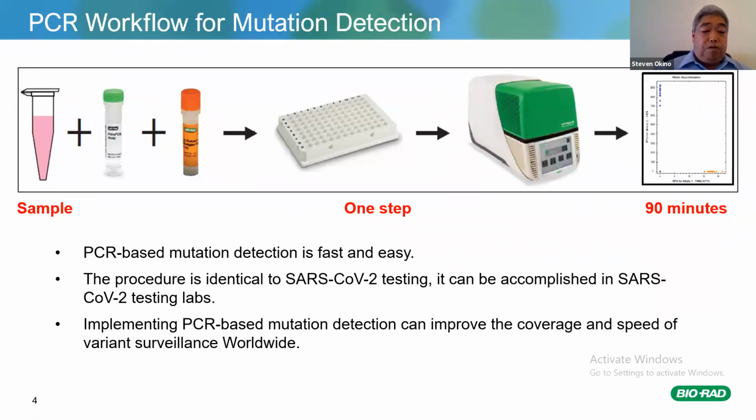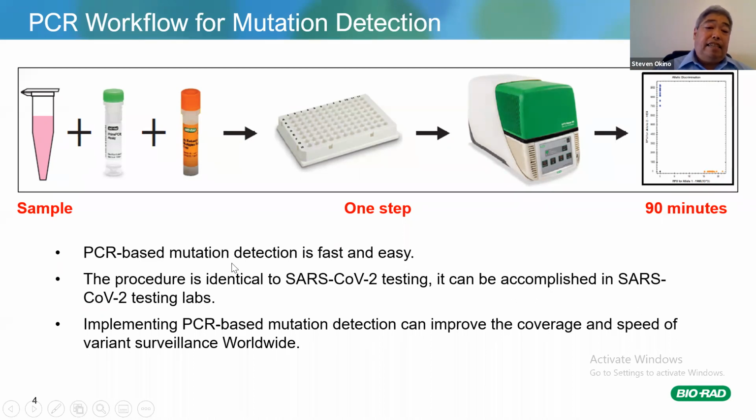So this is the PCR workflow that we developed. You start with a patient sample. You then have a mutation assay, which I'm going to talk about in a little bit, and also a PCR reagent. You just mix these things, put them on a PCR plate, and then into a real-time PCR instrument. In about 90 minutes, you have your data. You can tell whether the mutations you're going after are present in the virus sample or not.